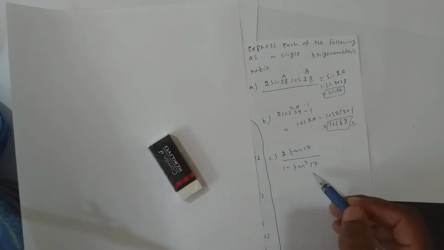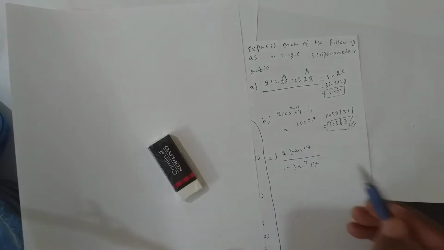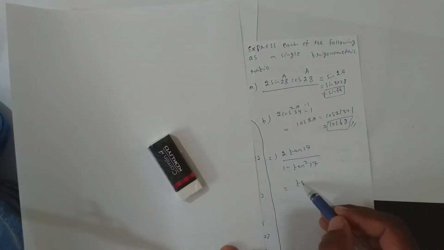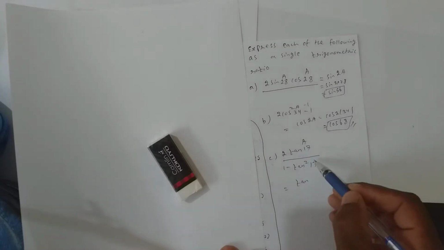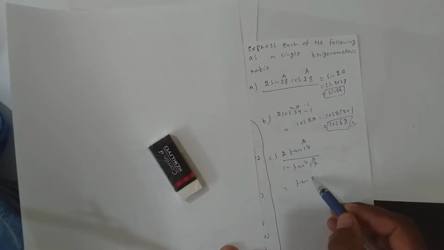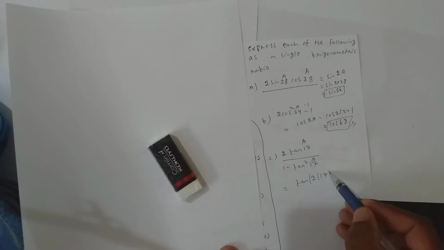Now 2 tan 17 by 1 minus tan square 17. This is the formula for which one? 2 tan A by 1 minus tan square A is tan 2A. So it is 2 into 17, so it is tan 34. Am I clear? Even this kind of questions can also be asked.